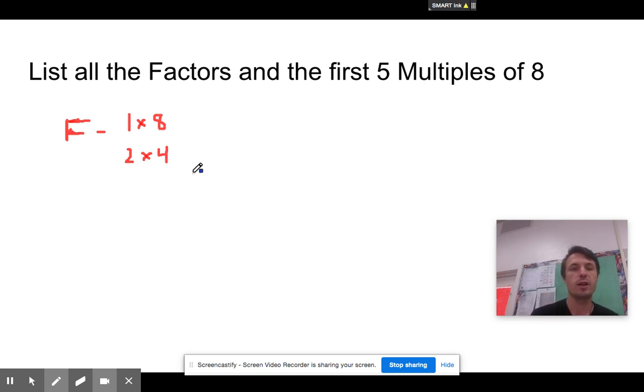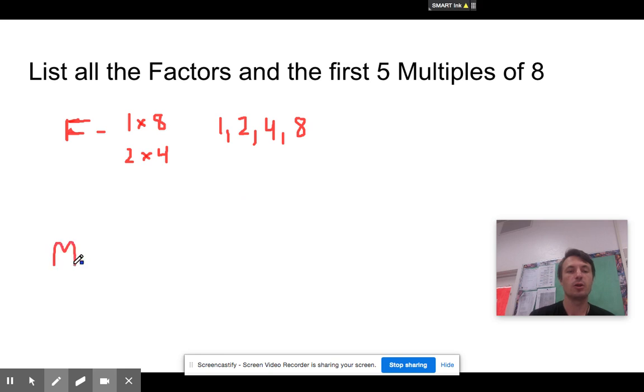Sorry, my phone just rang. So now if we're going to list the factors of 8 in order from smallest to biggest, it would be 1, because 1 times 8 is 8. 2, because 2 times 4 is 8. 4, because 4 times 2 is 8. And 8, because 8 times 1 is 8. Okay? We've just listed the factors.